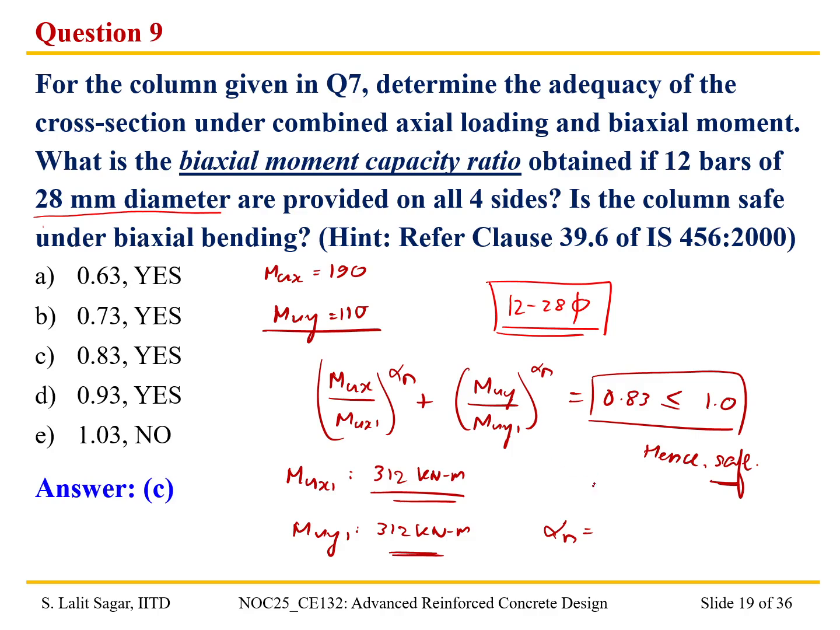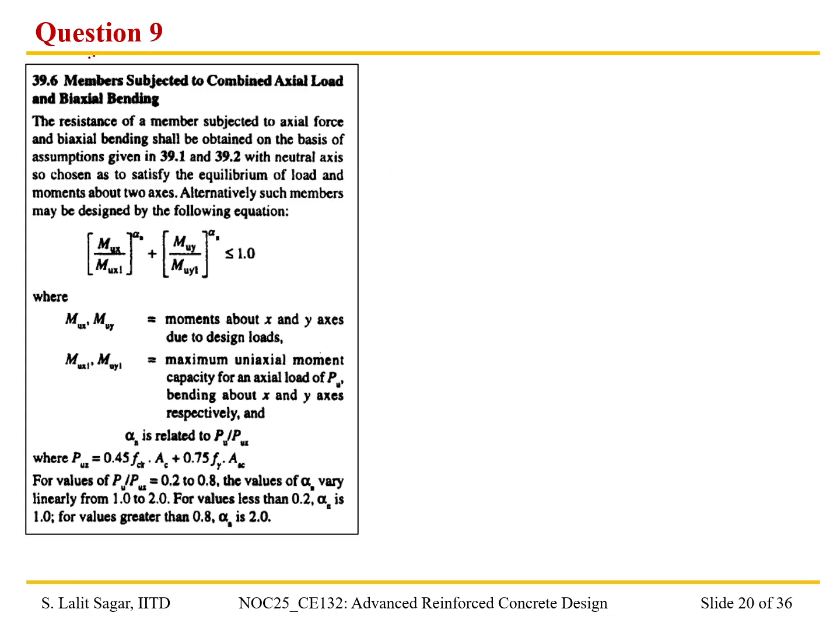So you may please verify this later on that you're getting these values. And this biaxial moment capacity ratio comes out to be 0.83, hence it is less than 1. So the column cross section conforms to this clause 39.6, and it is safe under the biaxial bending. This is how we solve the problems for a reinforced concrete column.